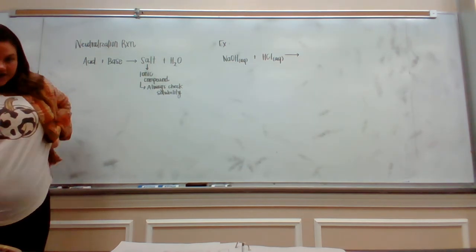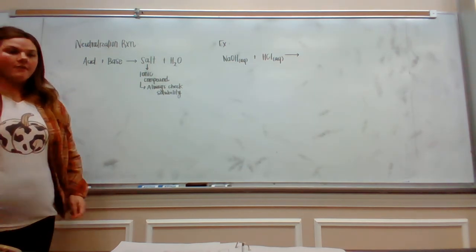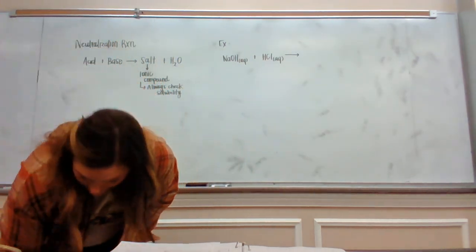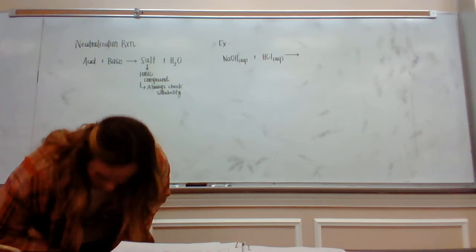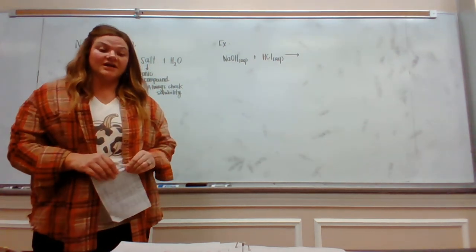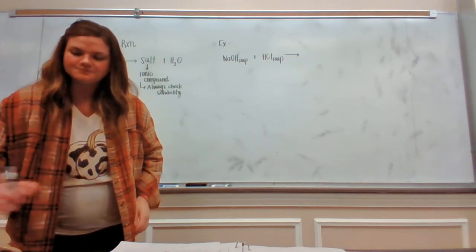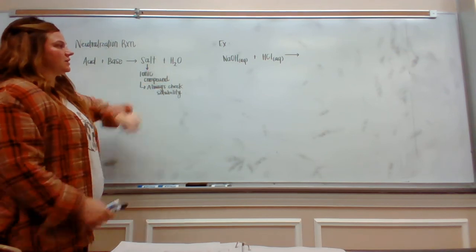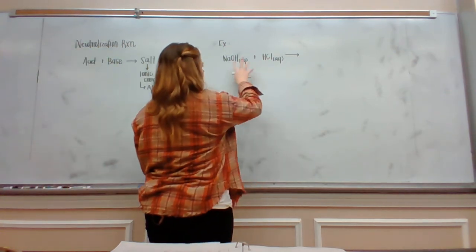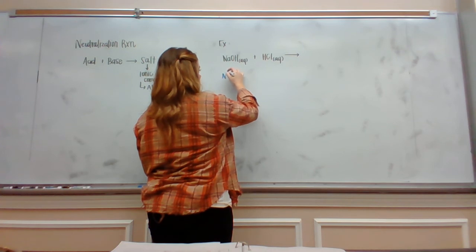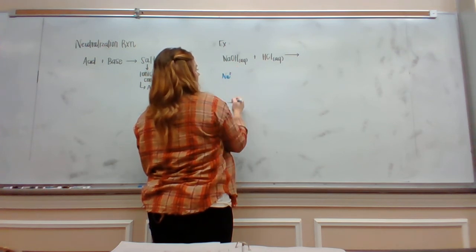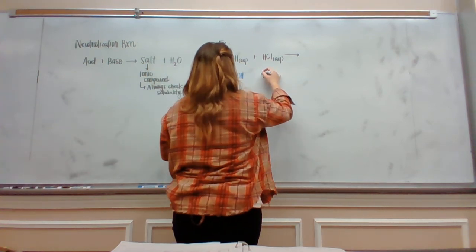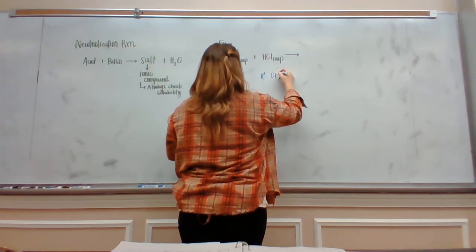So I have HCl and NaOH. We're going to follow the same steps as we did with precipitation reactions. We're just forming new products. Okay, so let's break both of these down into their corresponding ions. I'd have sodium plus 1, OH minus, then I'd have H plus, Cl minus.